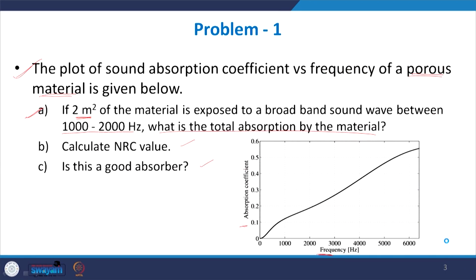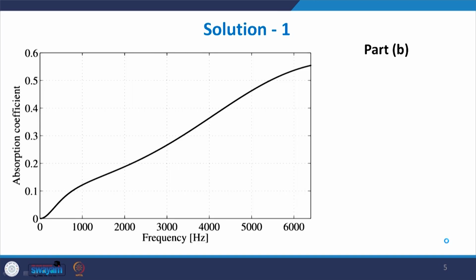Now let's go back to the second one. We have to find the NRC value, or the noise reduction coefficient value, and then the third part is whether it is a good absorber or not. So if we go back to the plot, let's look at the plot freshly for part B.